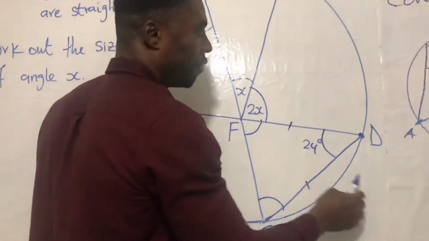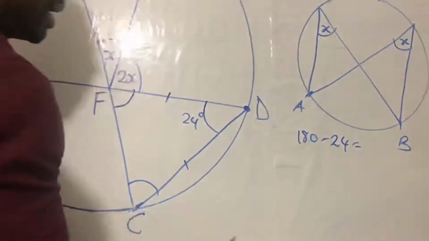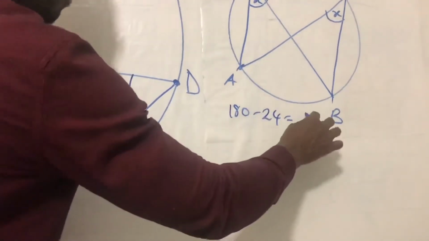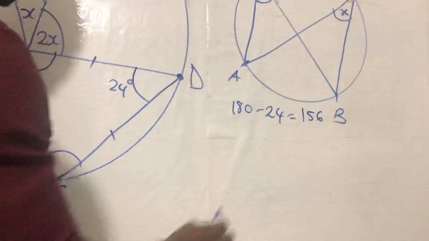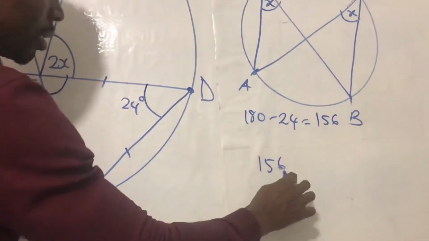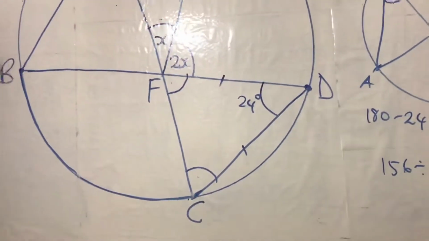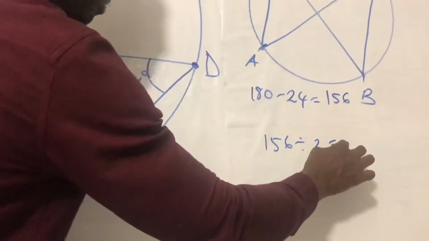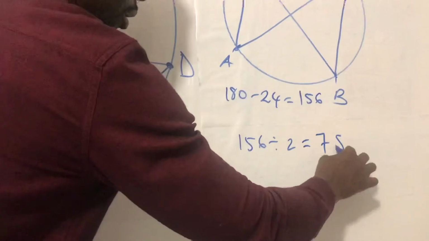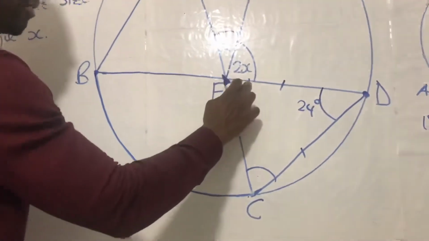So we are going to have 180 minus 24. And if we subtract that, we get 156 degrees. So we then divide 156 by 2 to get these angles over here. If we divide 156 by 2, we get 78. So this angle over here is 78 degrees.